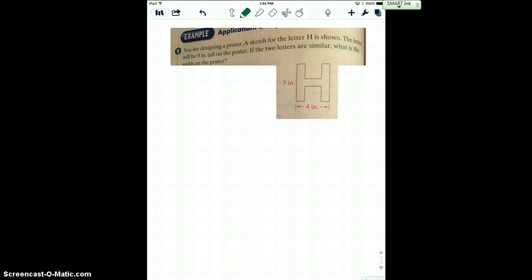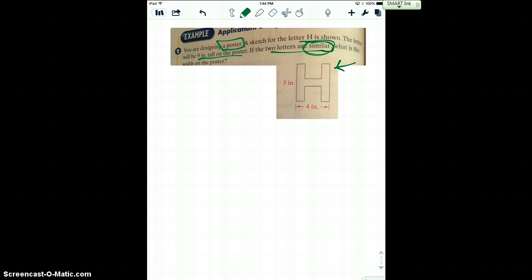Okay, let's say you are designing a poster. Ooh, good for you, Miss Designer, Mr. Designer. You're sketching a sketch for the letter H. So you're making an H. And this is the sketch of the letter H and how you want it to look. The letter will be 9 inches tall on the poster. If the two letters are similar, what is the width on the poster?